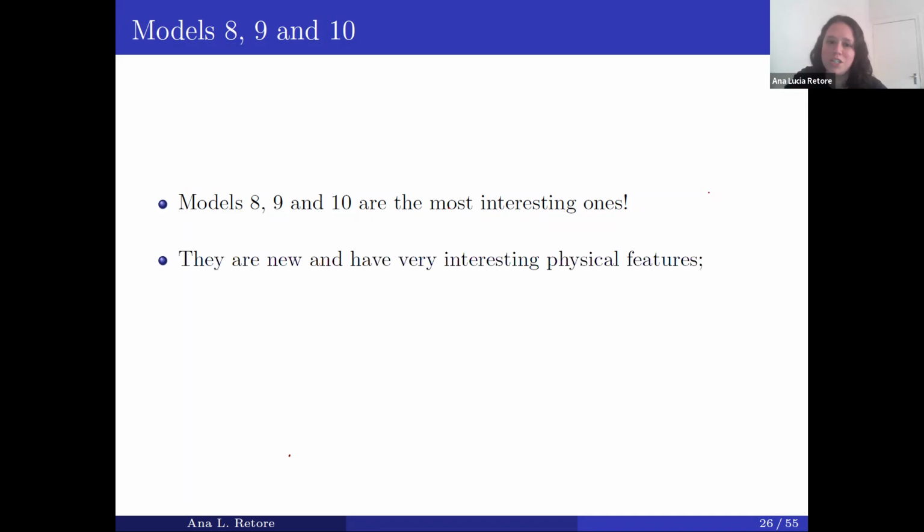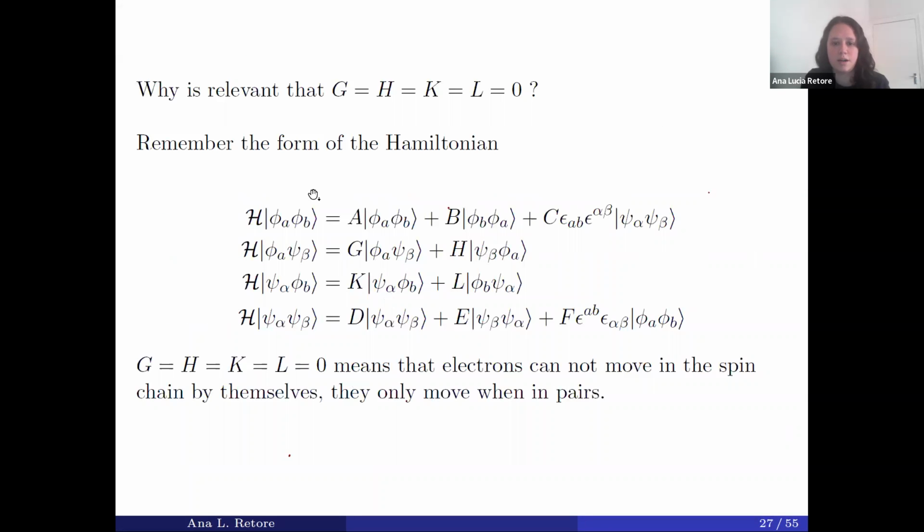which is that they have this GHKL0. So if you look at GHKL, these are the classes that are SU2 plus SU2. The phi's are the bosonic ones, the states with no particle, or with two particles, one up and one down, and the psi's are the fermionic states, with only one electron, up or down. If you have GHKL, it means that when your Hamiltonian acts on states that have, for example, no particle here on the phi, and one particle here, it gives you 0.